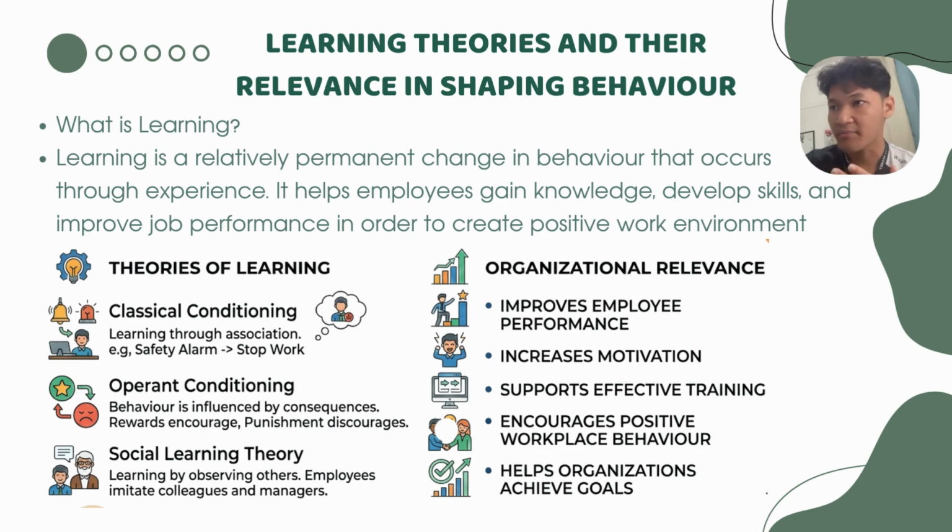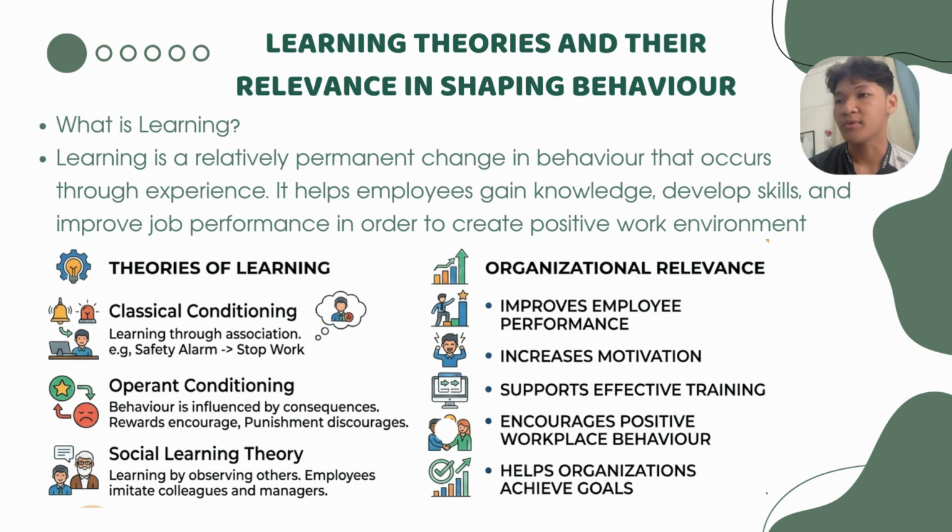So there are 3 main learning theories, as you can see here. The first one is classical conditioning. Classical conditioning explains that people learn through association. For example, when employees hear a safety alarm, they immediately stop working because they associate the alarm with danger. So that's how people learn and how they interpret it in real life. So, from theory to action.